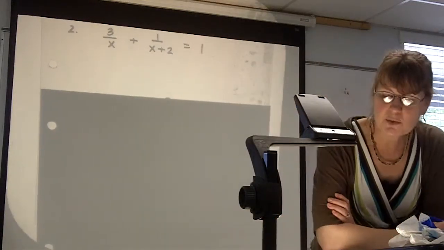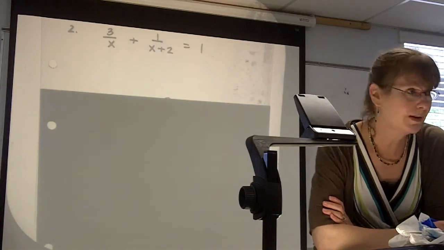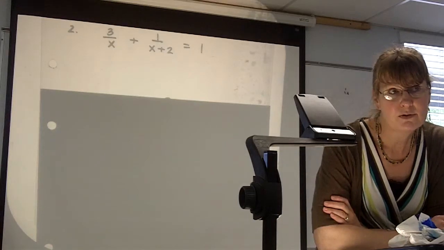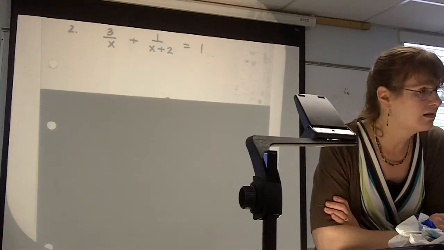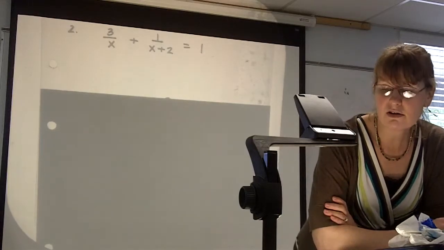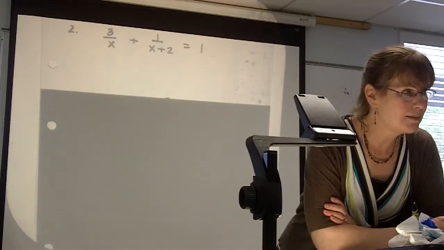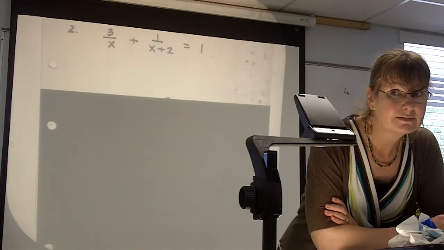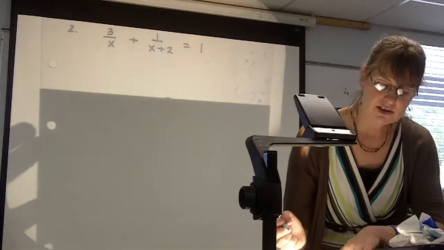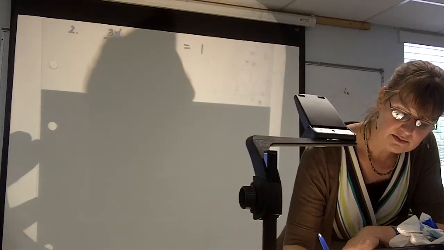3 over x plus 1 over x plus 2 equals 1, okay? So this is the kind of problem you were doing Wednesday and Thursday, or Thursday at 11 o'clock. Just kidding, only if you did track. Okay, so what is our greatest or least common denominator? In other words, what do we have to multiply? x times x plus 2. Okay, so x times x plus 2.